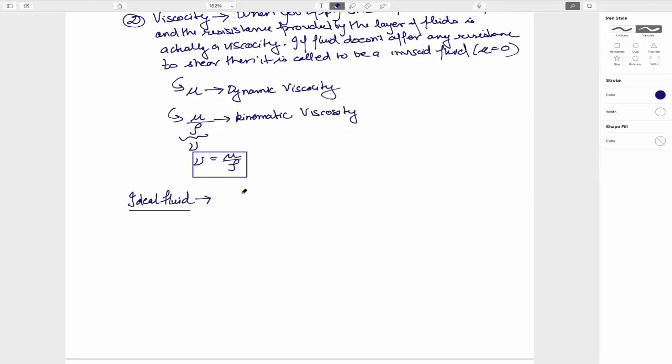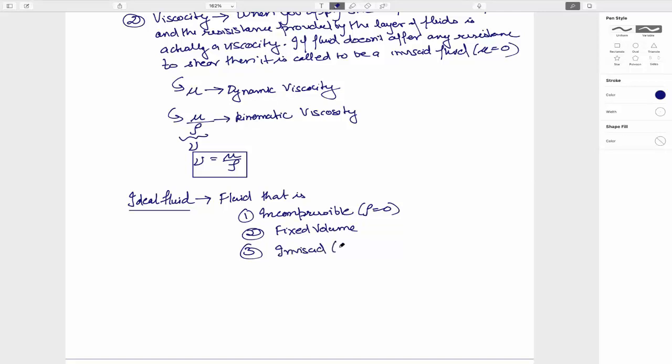Now let's discuss what an ideal fluid is. An ideal fluid is a fluid that is incompressible, that is, the density change is 0, having a fixed volume, and inviscid, that is, mu is 0. Only then is the fluid considered to be an ideal fluid. If the density is not 0, then the fluid is compressible.